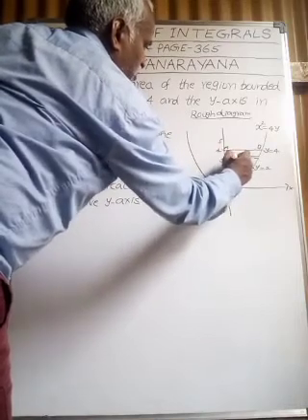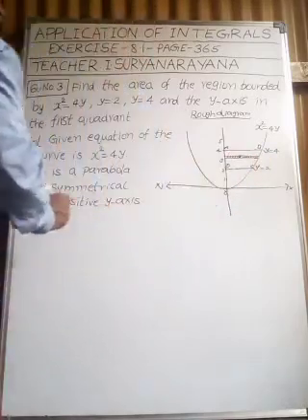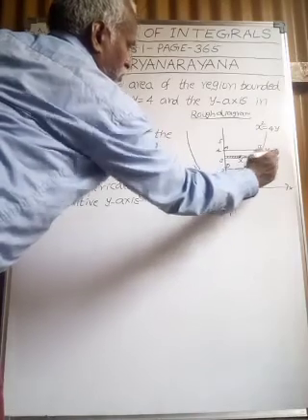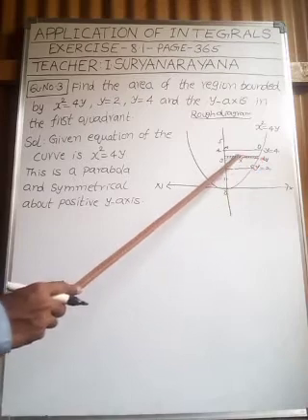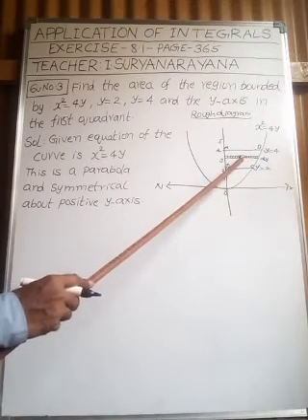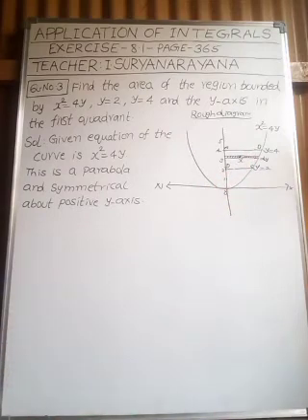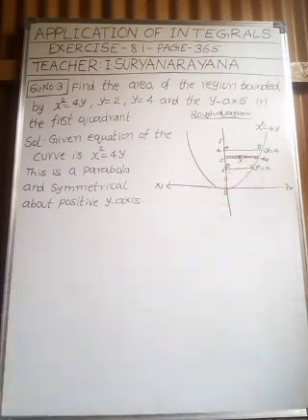Horizontal strips. Okay, my children. Here x dy. The length of this horizontal strip is x, and the width of this horizontal strip is dy. So x dy is the area of this thin horizontal strip.